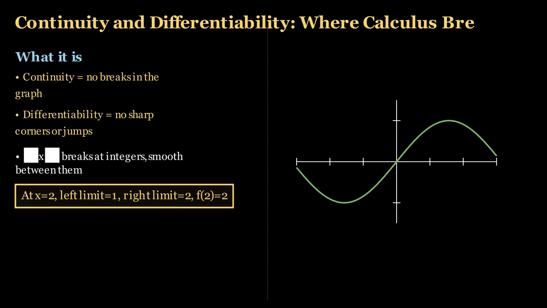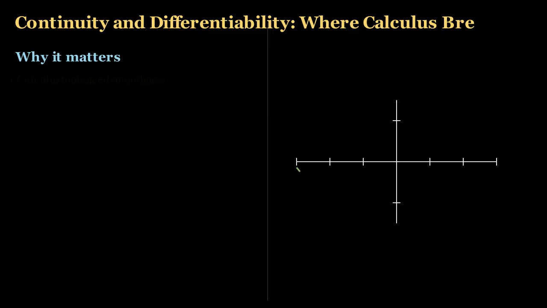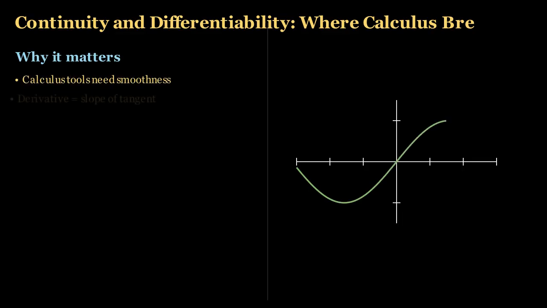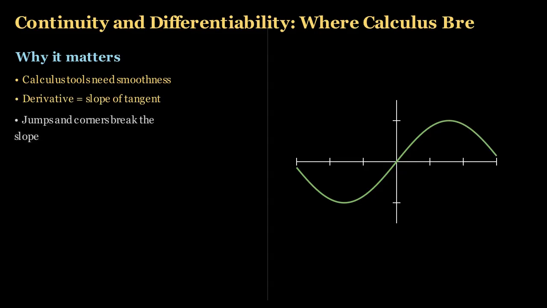Why do we care if a function is continuous or differentiable? Because the main tools of calculus, limits, derivatives, integrals, are built on the idea of smooth change. The derivative tells you the slope at a point, like the steepness of a hill. If the graph has a jump, the slope at that exact point is meaningless; you can't draw a single tangent line touching a gap. If it has a sharp corner, the slope changes instantly from one value to another, so there's no single slope there either.